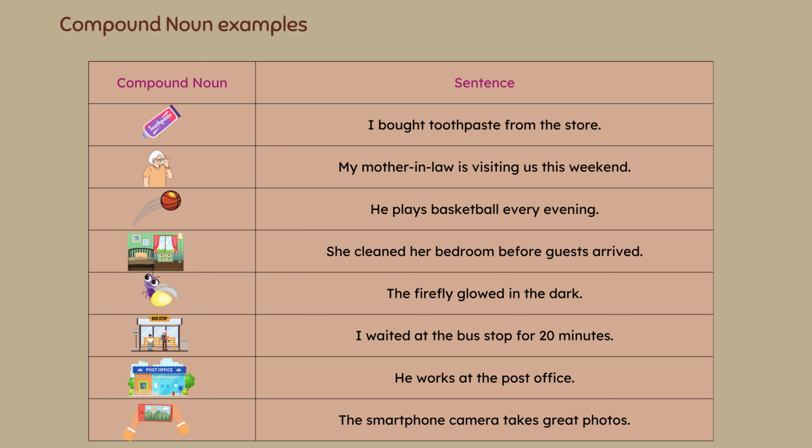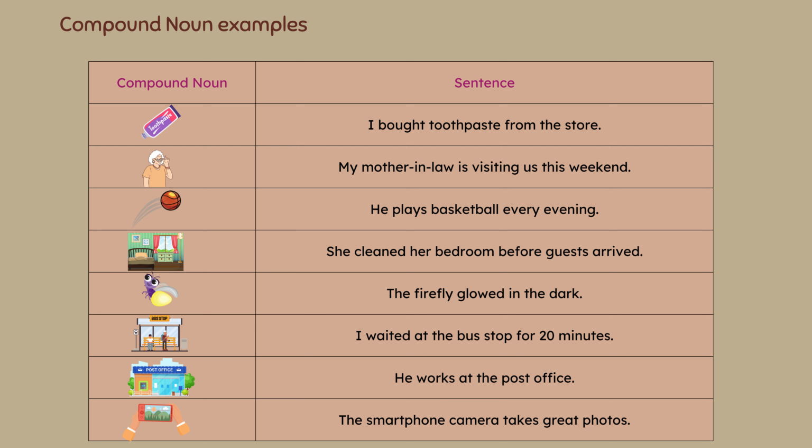She cleaned her bedroom before guests arrived. Bedroom is another example of a closed form. The firefly glowed in the dark. Firefly is also a closed compound noun. I waited at the bus stop for 20 minutes. Bus stop is an open compound noun. He works at the post office. Post office is another open form compound noun.